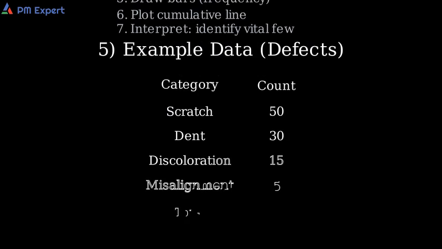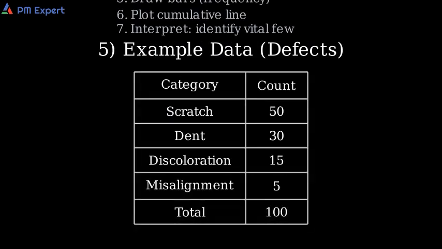Now, the example. Suppose we track product defects. Scratch equals 50, dent equals 30, discoloration equals 15, and misalignment equals 5. The total is 100. The cumulative percentages are 50, then 80, then 95, and finally 100.